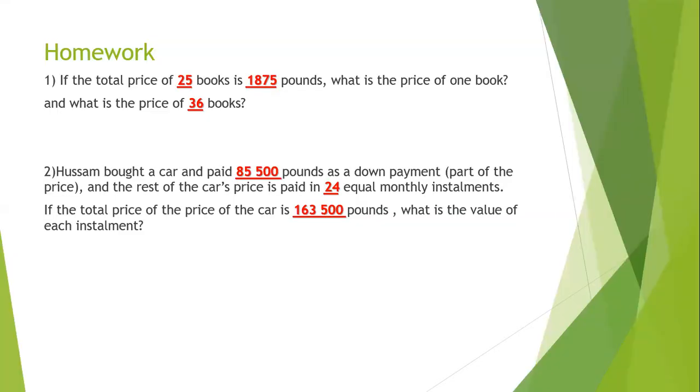Hossein bought a car and paid 85,500 pounds as a down payment. A down payment is a part of the price. So he paid 85,500 pounds as a down payment, and the rest of the car's price is paid in 24 equal monthly installments. If the total price of the car is 163,500 pounds, what is the value of each installment? You will find the answer in the next session.